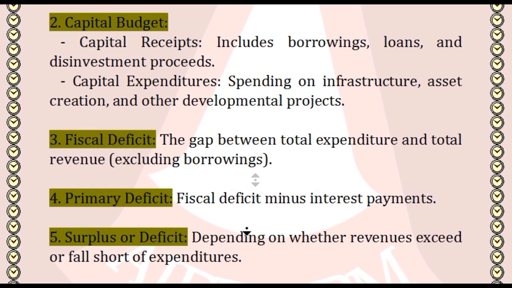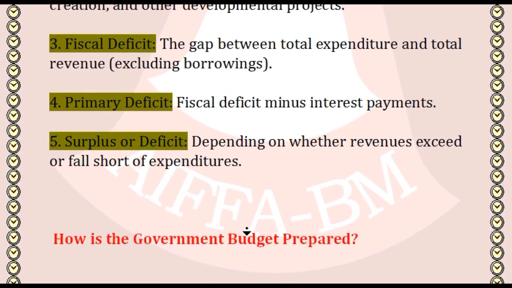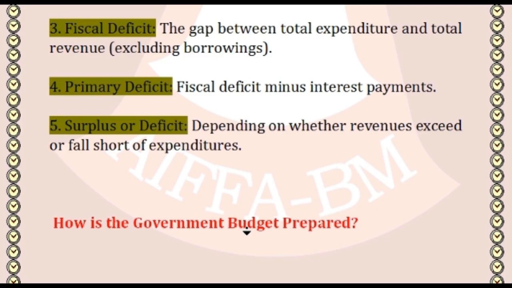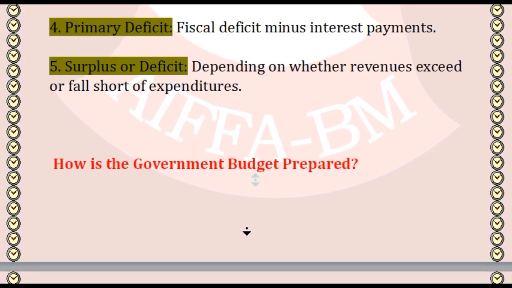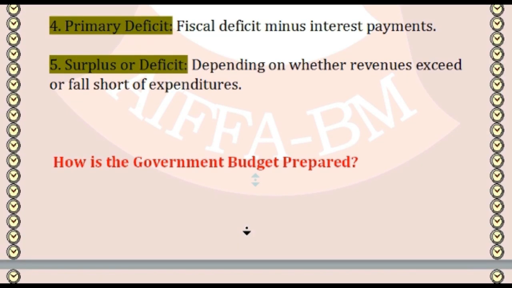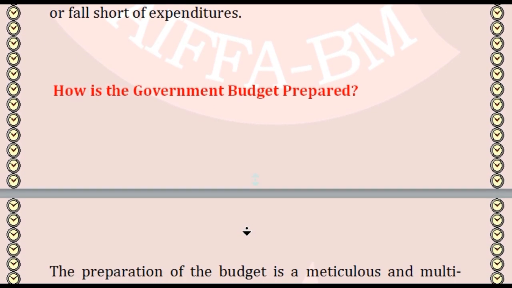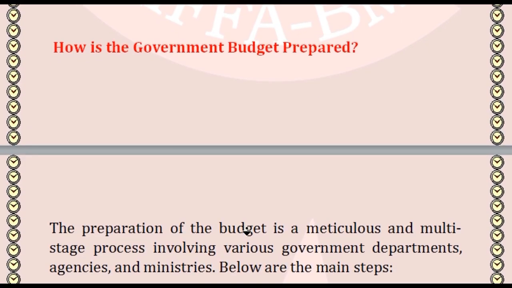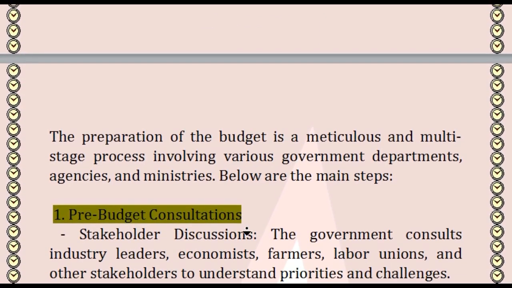3. Fiscal deficit, the gap between total expenditure and total revenue, excluding borrowings. 4. Primary deficit, fiscal deficit minus interest payments. 5. Surplus or deficit, depending on whether revenues exceed or fall short of expenditures. How is the government budget prepared? The preparation of the budget is a meticulous and multi-stage process involving various government departments, agencies, and ministries.